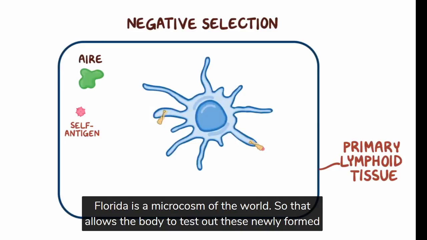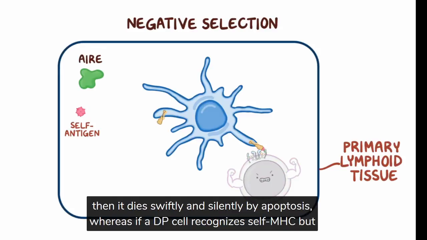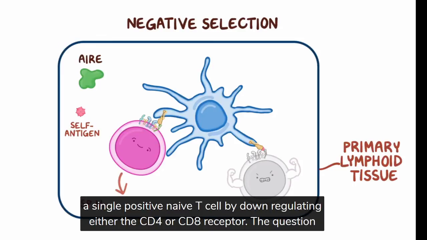So that allows the body to test out these newly formed T cell receptors in a safe environment. If a DP cell binds strongly to a self-antigen, then it dies swiftly and silently by apoptosis. Whereas if a DP cell recognizes self-MHC but doesn't recognize the self-antigen presented in the MHC molecule, it'll go on to become a single positive naive T cell by downregulating either the CD4 or CD8 receptor.